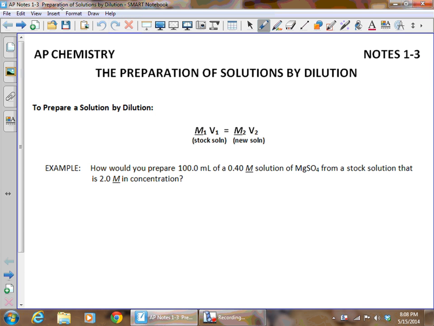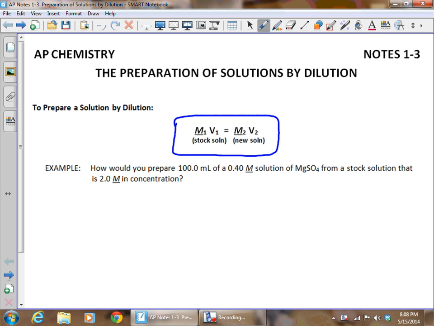Our next set of notes deals with preparing solutions by using a stock solution that is more concentrated than we have on hand. If we have a more concentrated solution and we need to make a weaker solution, all we have to do is simply dilute it with water. But we need to perform some kind of calculation to figure out how much water we need to dilute it with. And that's where this equation comes in.